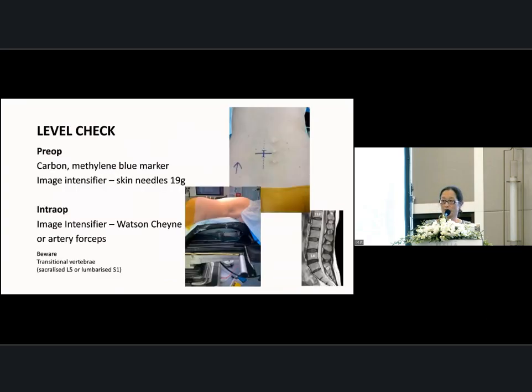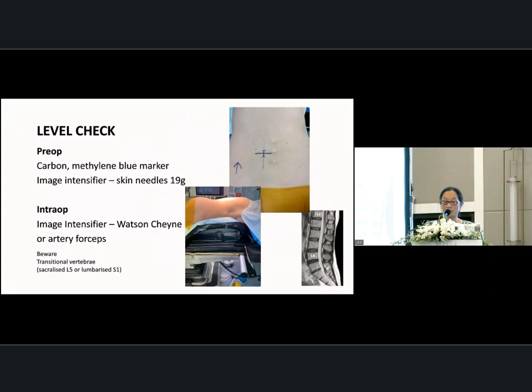And next is the important level check. This can be undertaken preoperatively if you don't want to waste time waiting for the radiographer. You can use carbon markers or methylene blue markers. It gives an added, I guess, not nice procedure for a patient preoperatively.